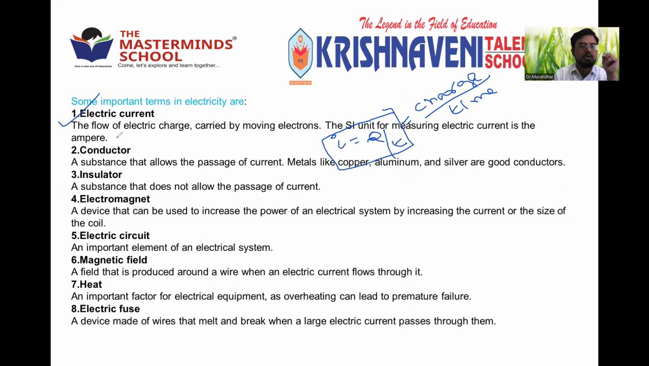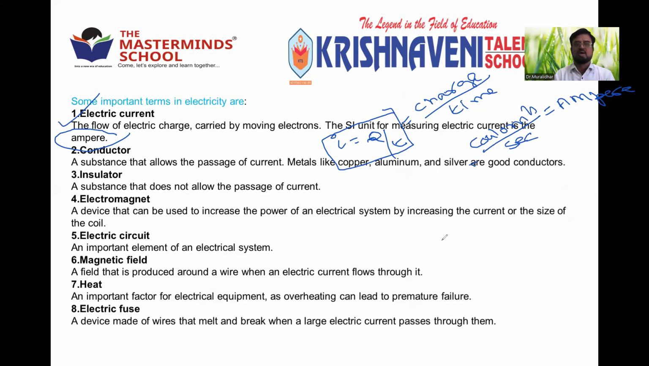Right. So what is the unit? Ampere, the name of a scientist. Generally, charge is measured in coulomb. The unit of electric charge is coulomb. Time is in second. That is, you can write coulomb by second, or simply the standard unit is ampere. Right? Very, very important concept.